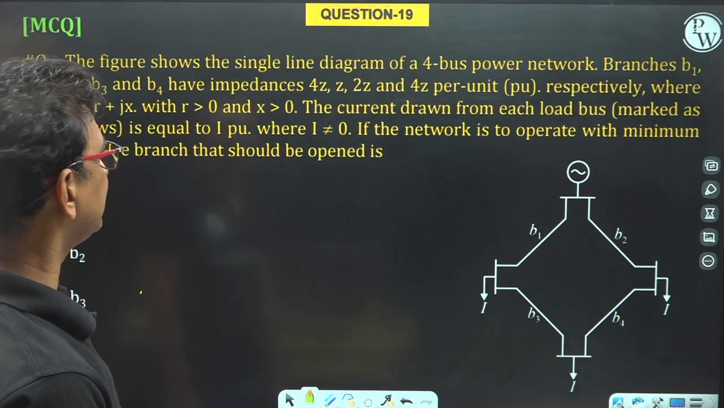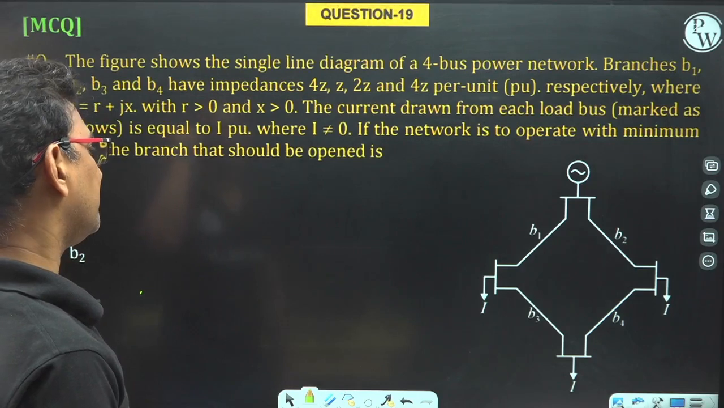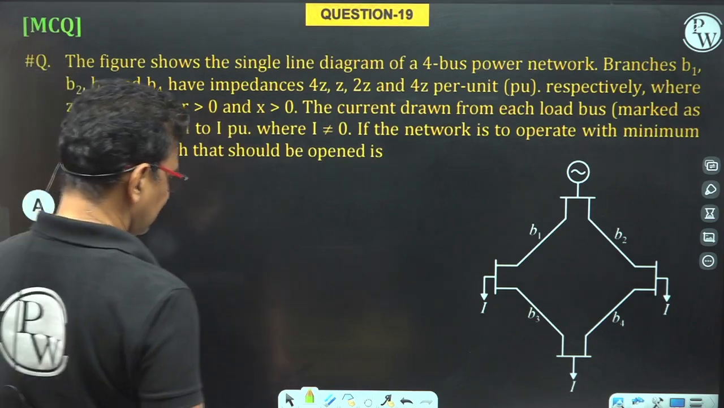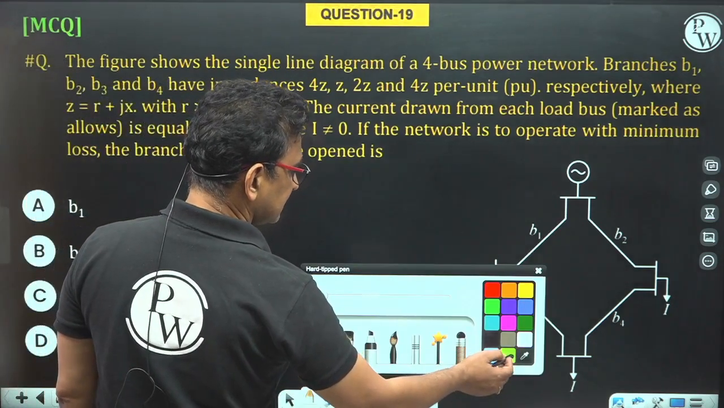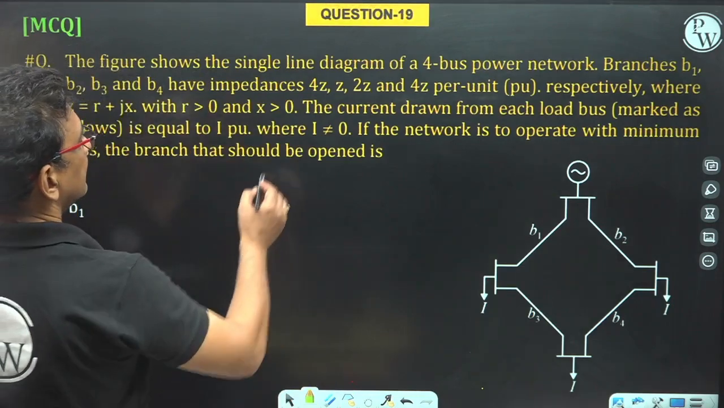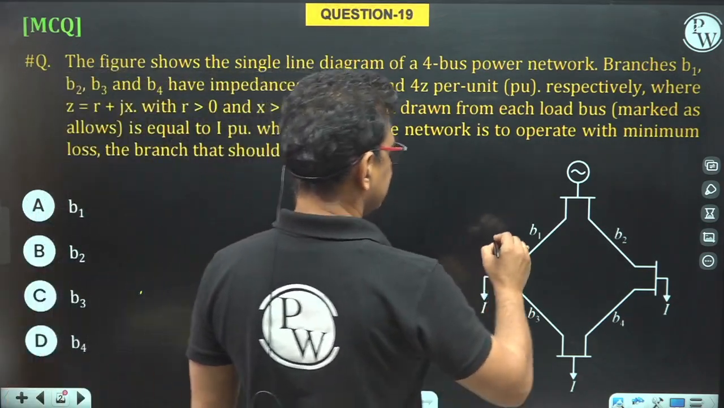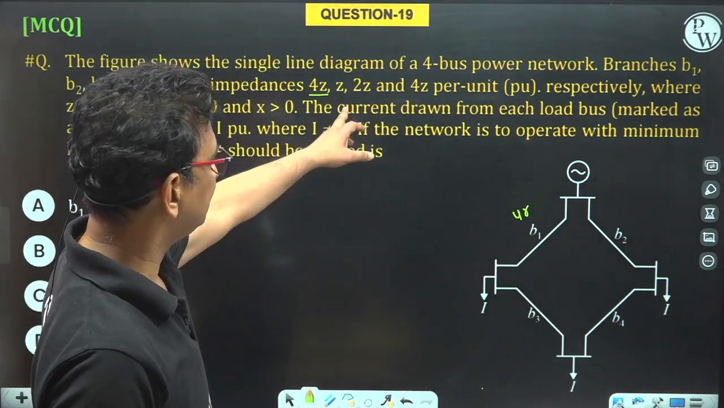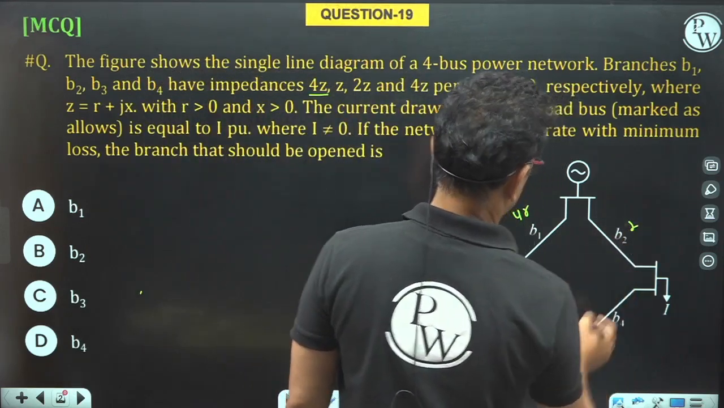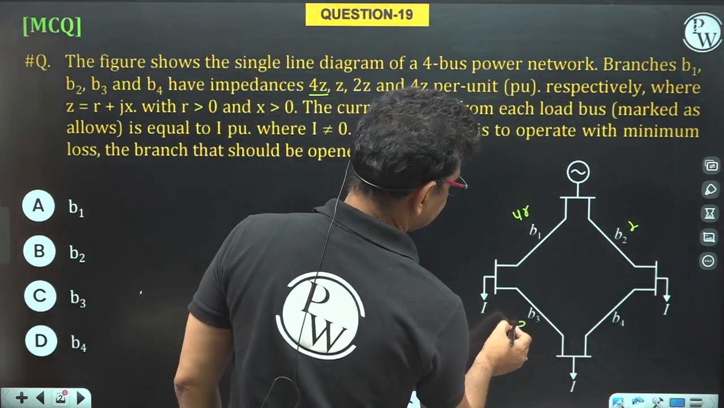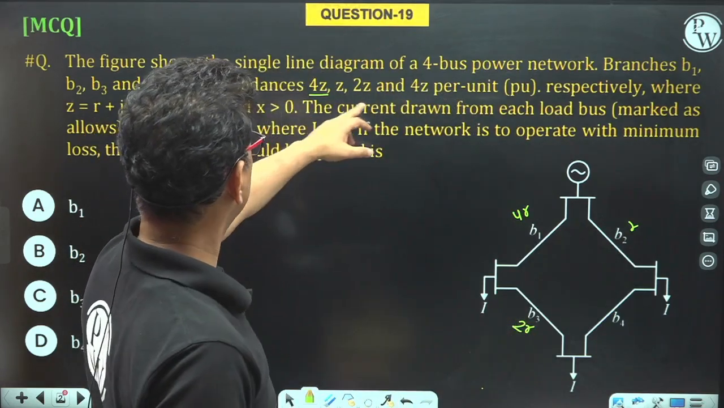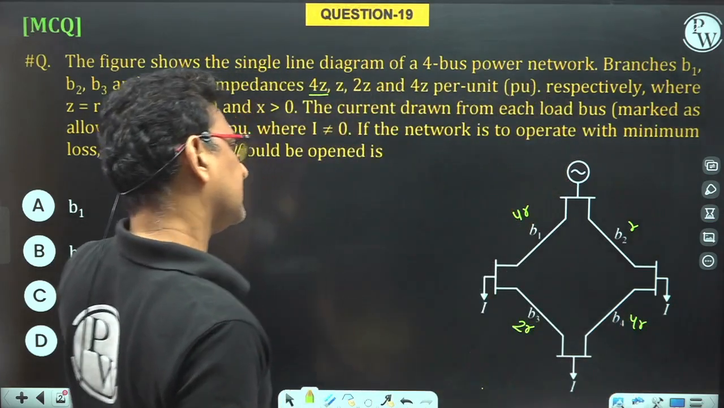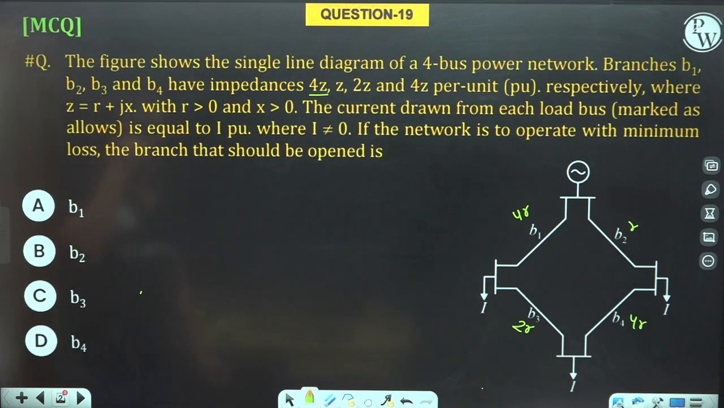If the network is to be operated with the minimum losses, which branch do we have to open so that the losses will be minimum? We know that the losses occur only due to the resistive value. B1 impedance is 4Z, so its resistance is 4R, because R is the only one responsible for the losses. For B2 it is R, for B3 it is 2R, because Z is equivalent to R plus jX, and for B4 it is 4R. So 4R, R, 2R and 4R.